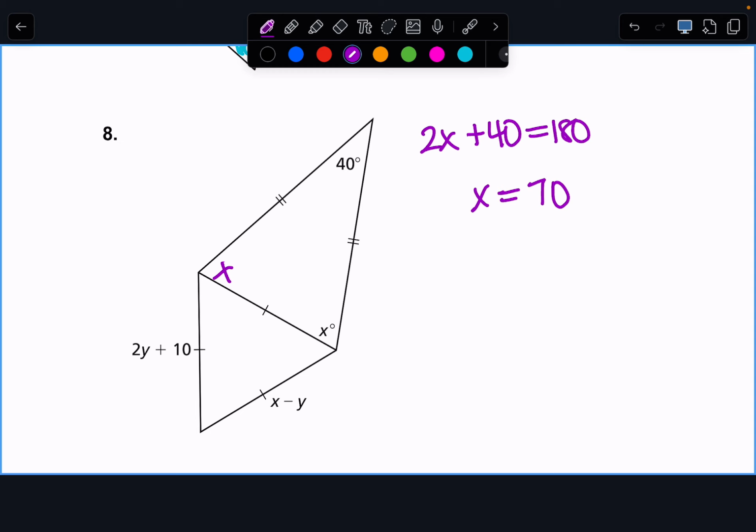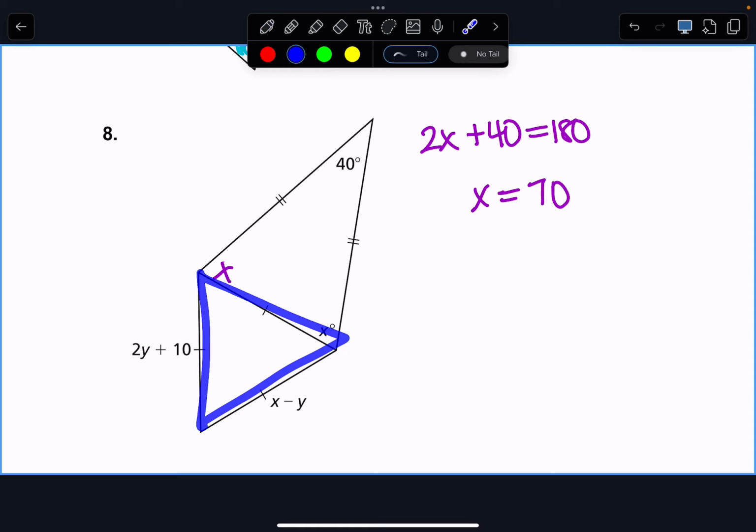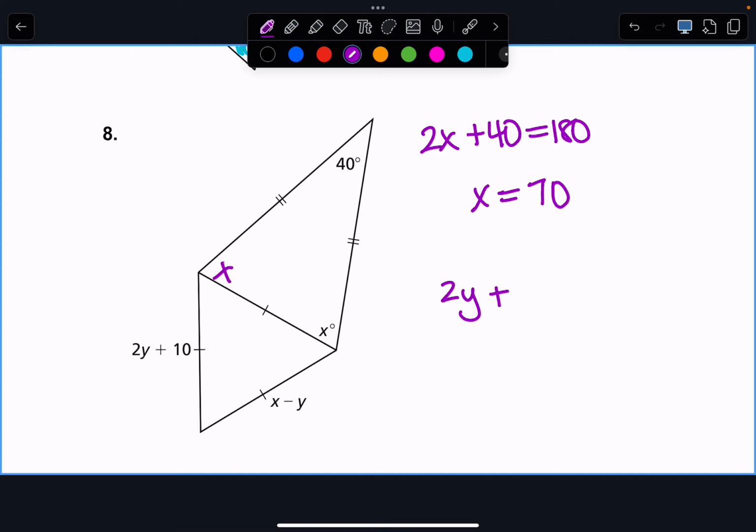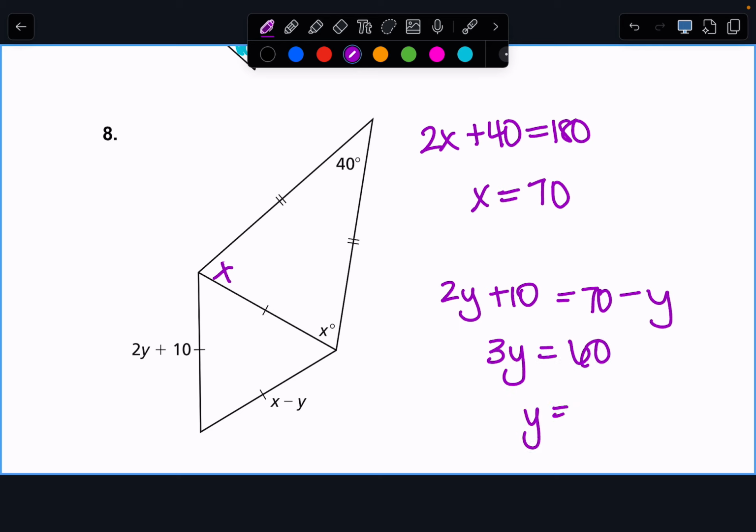Okay, what kind of triangle is this guy right here? Equilateral. So I know that 2y plus 10 has to, what'd you say? Yeah. Has to equal x minus y. But what's x? So we can take x and replace it with 70. So 3y equals 60. y equals 20.